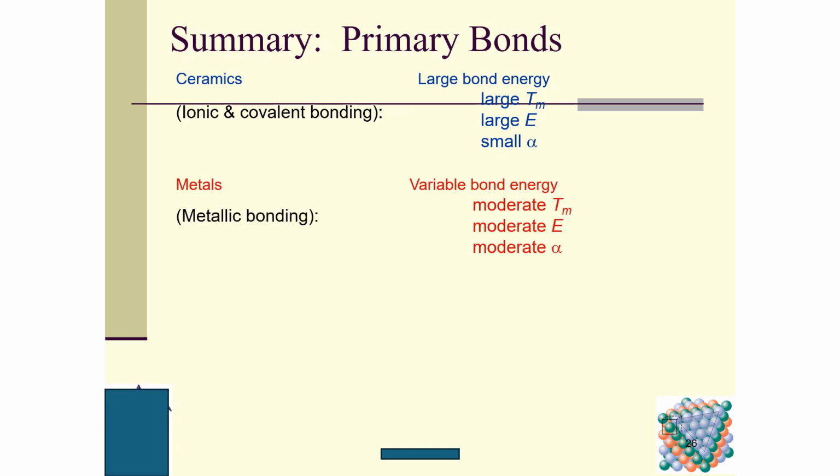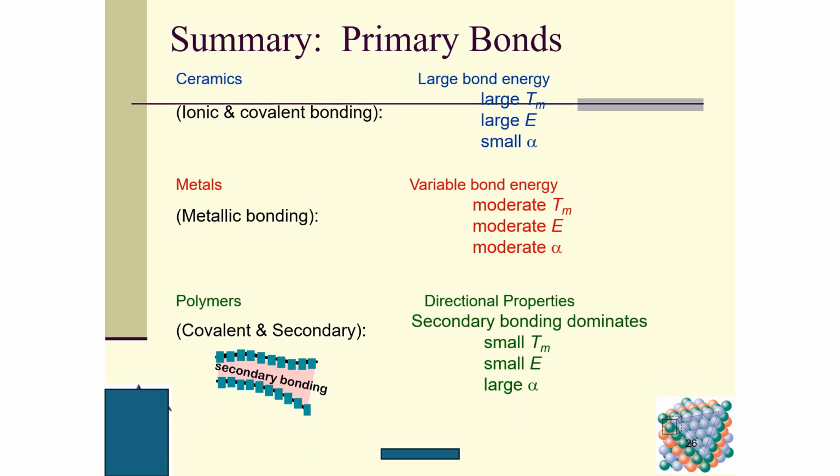So summary, the primary bonds: ceramic, metal, polymer, different materials. For ceramics, we have large bond energy, and it contains ionic and covalent bonding. And for metals, metallic bonding, have variable bond energy, moderate melting temperature, moderate Young's modulus, and moderate coefficient of thermal expansion alpha. And for ceramic, large melting temperature, large Young's modulus, and small alpha, because its energy is very high.